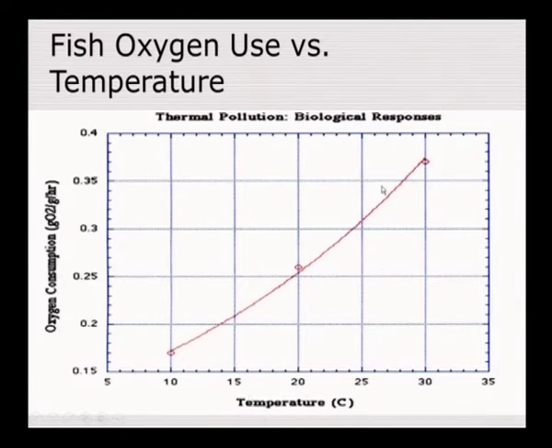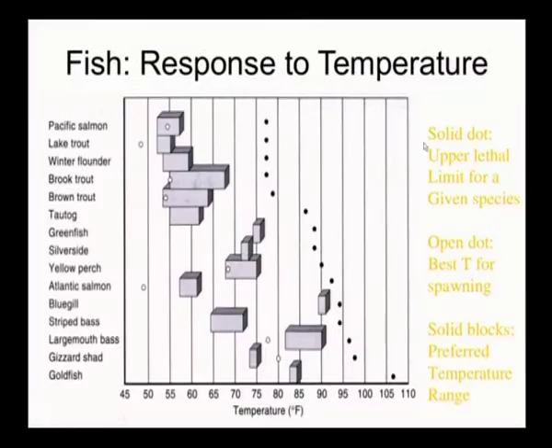As the temperature increases, the fish require more oxygen to sustain, and because the dissolved oxygen gets lesser, fish end up dying. So, this is a very complex relationship which can be understood very easily. Typical response to temperature.